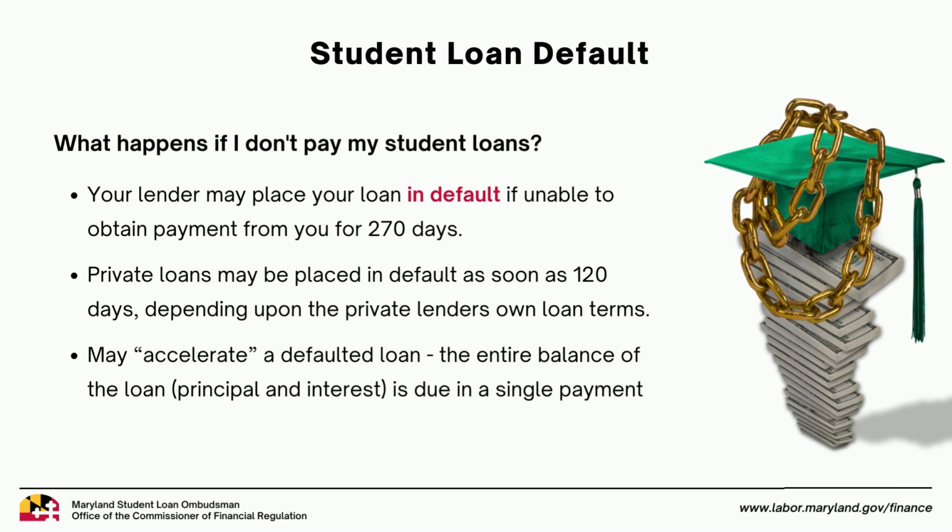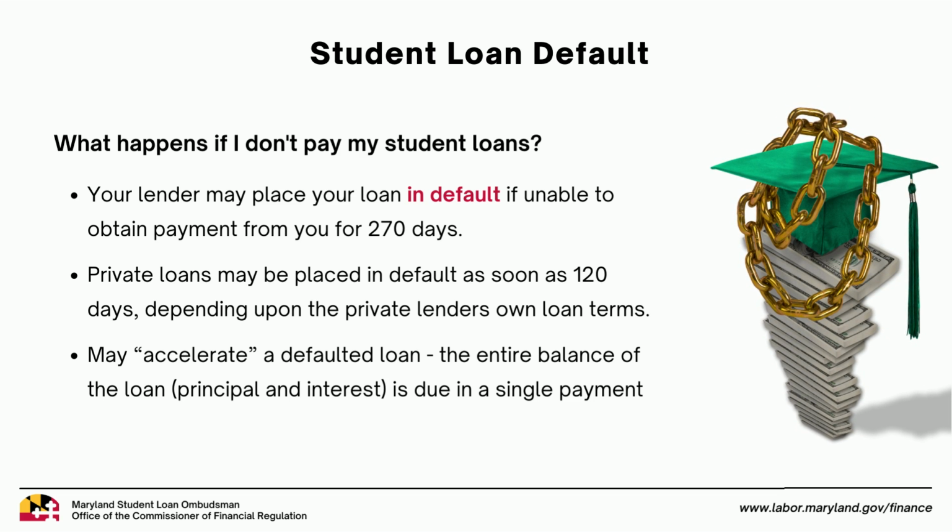If your lender is unable to obtain payment from you for 270 days, they may place your loan in default and attempt to collect on the loan. Private loans may be placed in default as soon as 120 days, depending on the private lender's own loan terms. Your loan holder may even accelerate a defaulted loan, which means that the entire balance of the loan, principal and interest, becomes due in one single payment.